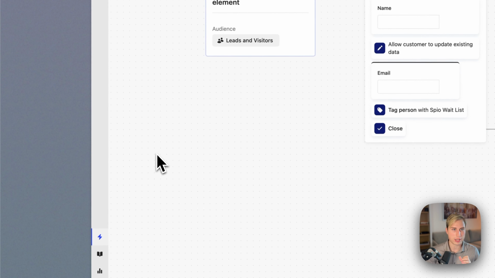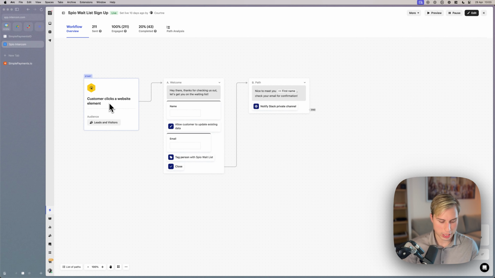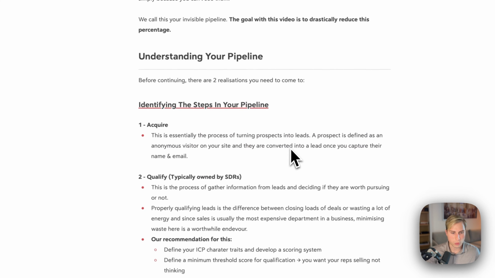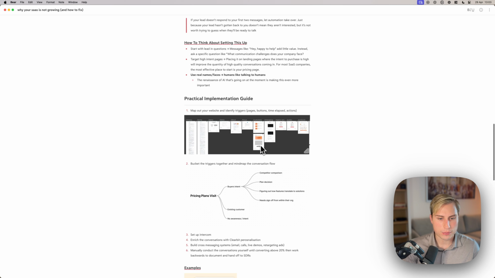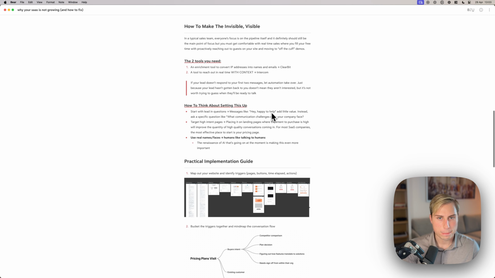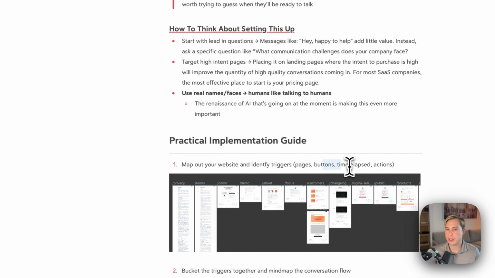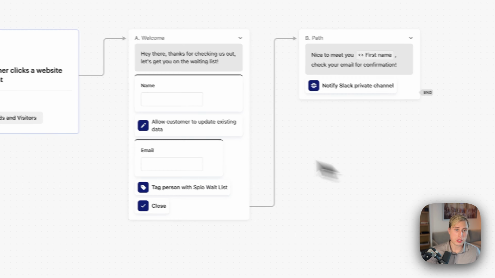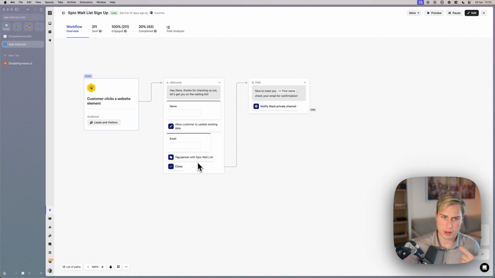So this is how it looks inside Intercom on the back end, right? You can see I have my trigger. And remember I said that you can have a variety of different triggers. I actually think it's worth revisiting that because it's quite important. Here we go. It can be pages, it can be buttons, it can be time elapsed, it can be actions, right? In this example, it's click a button, right? That's the trigger. Then you can see this is the flow that I've set up, right?